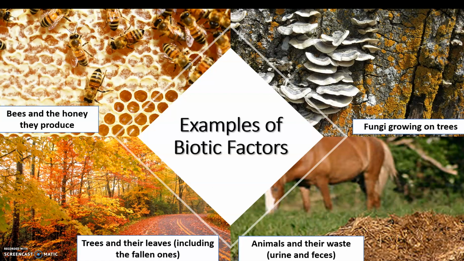If we look at the first example, bees are living, so the honey they produce can also be considered biotic. Animals produce waste, so urine and fecal matter can also be considered biotic. When leaves fall off a tree, we consider them dead, but they are still biotic because at one point they were alive.